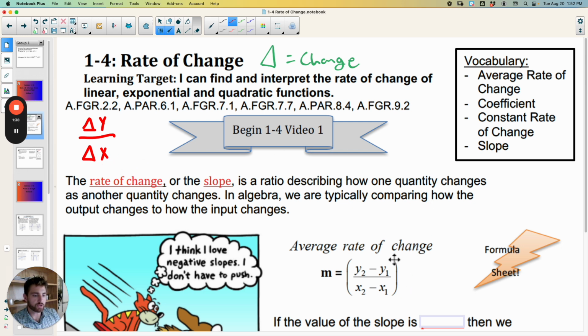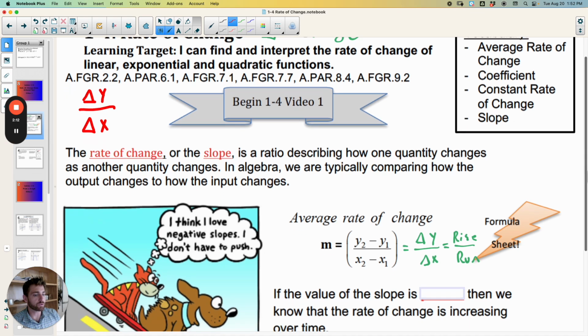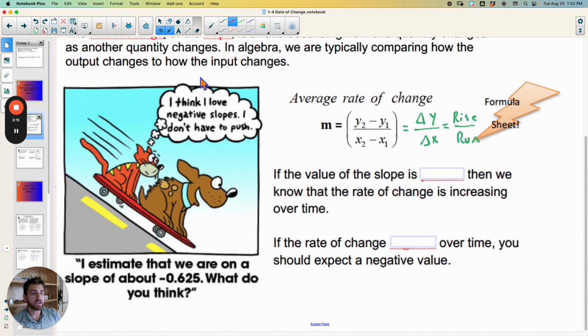And this corresponds directly with our average rate of change or slope formula down here. So this could also be written as delta y over delta x. So it's just change in y divided by change in x. Another way that you have seen this before is the rise over run. And then this little note here is that this is on your formula sheet. So you don't have to memorize it, but it does help to have it memorized whenever you're doing some math and going through here. So let's scroll down here.